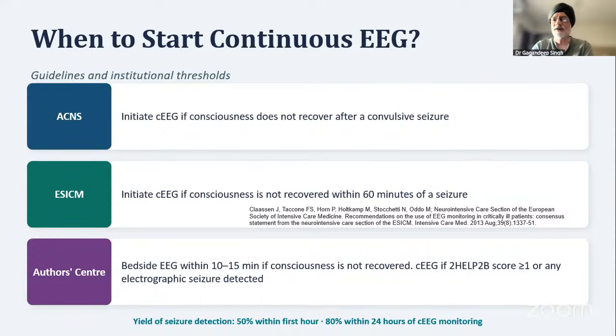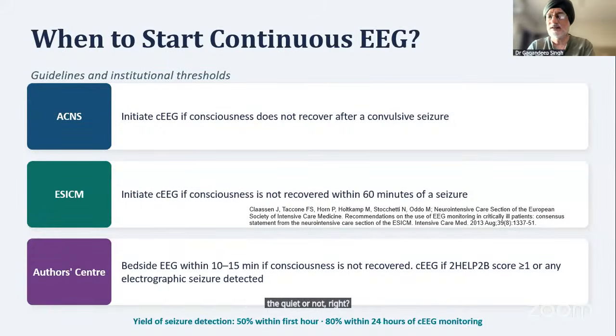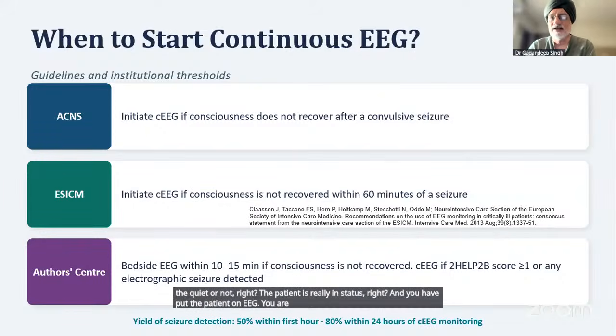And at the end of that 1 hour, we review that EEG, try to estimate the 2HELPS2B score, which is very simple, and I'll come to that. And then decide whether a continuous EEG really is required or not. Right? The patient is really in status, and you have put the patient on EEG. You are very likely to record at least an electrographic seizure within the first 1 hour. And most of the electrographic seizures, 80%, would occur within the first 1 day. Next slide, please.